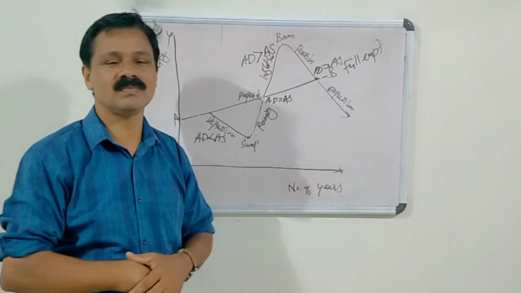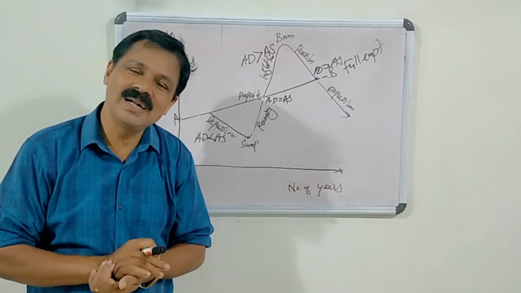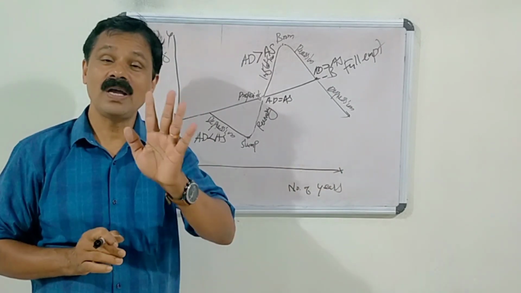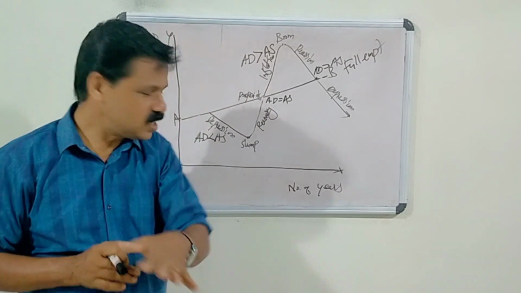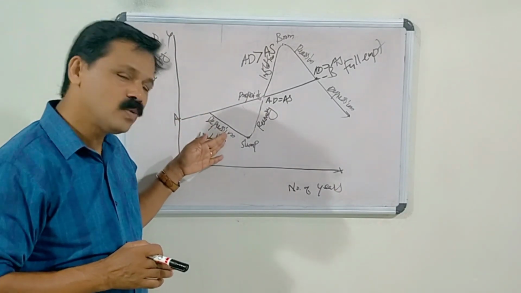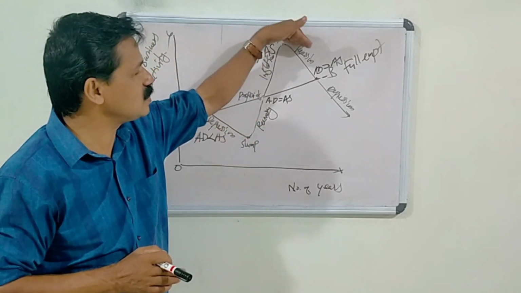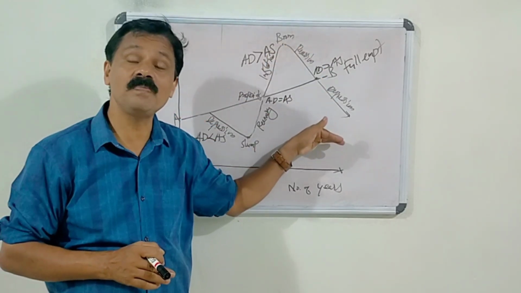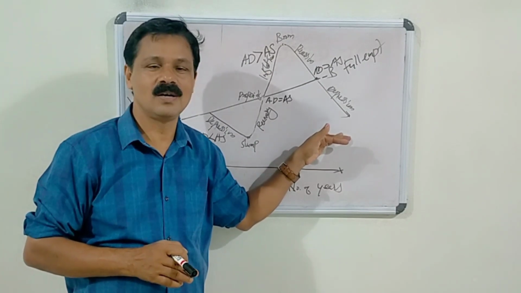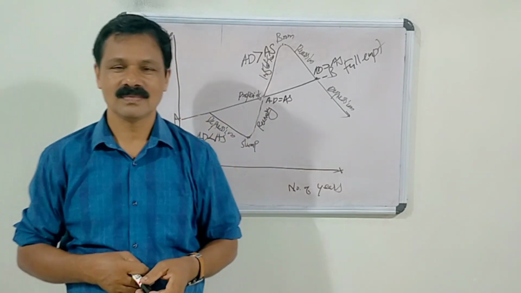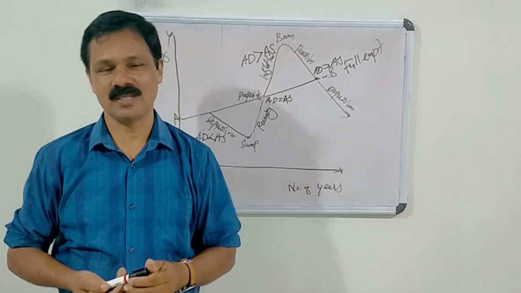In short, a typical business cycle having five different phases begins with depression, to be followed by recovery, prosperity, inflation, recession, and finally ends up with depression. Very simple, and at the same time, it is very important.